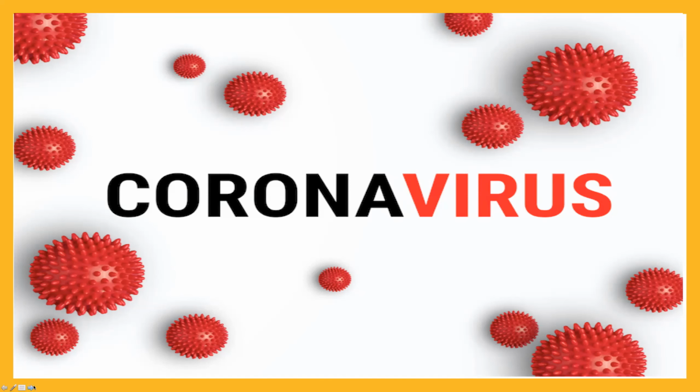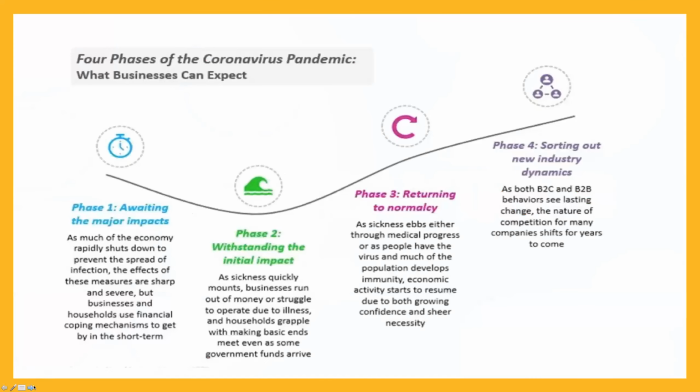So when we start thinking about coronavirus, from a strategy standpoint we look at phase 4. We're trying to figure out what the industry dynamics are going to look like. Back in March of 2020, we were all waiting for the impact. Then the impact came in, and we were withstanding it. June of 2020, we started to return to some level of normalcy.